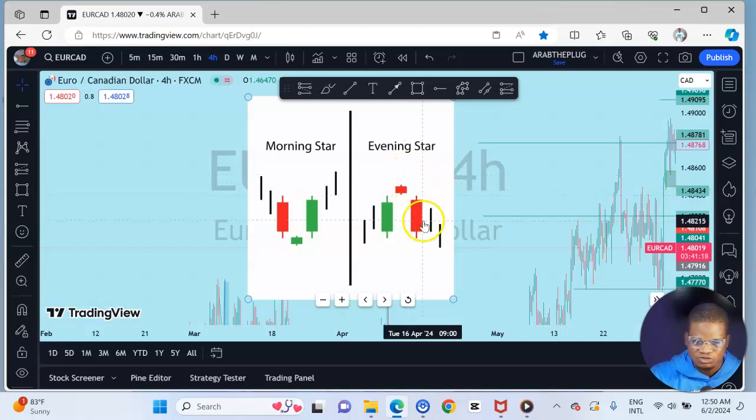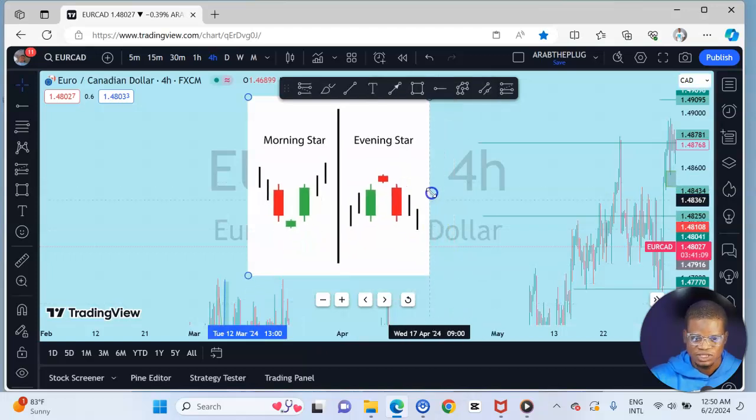Then after this indecision candle, you now have a very strong bearish candlestick telling you that now the bears are in control and the market is about to drop. That is what the morning star and evening star formation is all about.